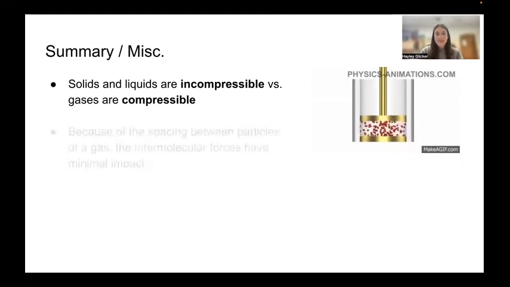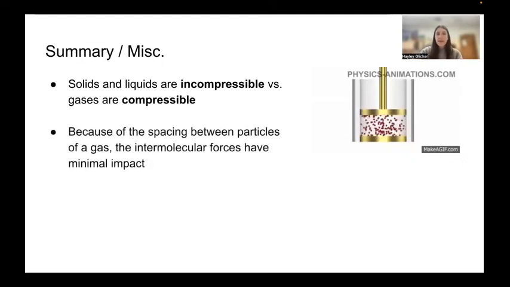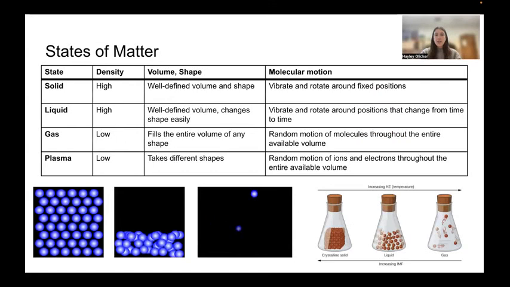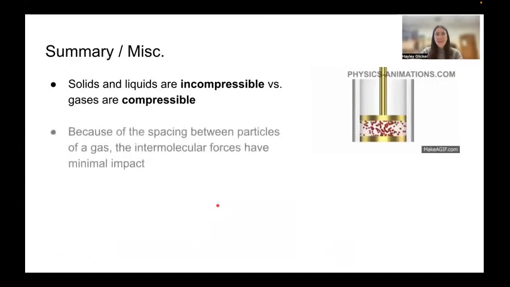And because of the spacing of particles in a gas, the intermolecular forces have a minimal impact. If we go back to our animation of gas molecules moving around, we notice that they're really not close to each other. At no point do any of these particles collide or interact because they have so much space to move around in. Ultimately, that means that they don't really exhibit intermolecular forces on each other because they don't get close enough to each other.